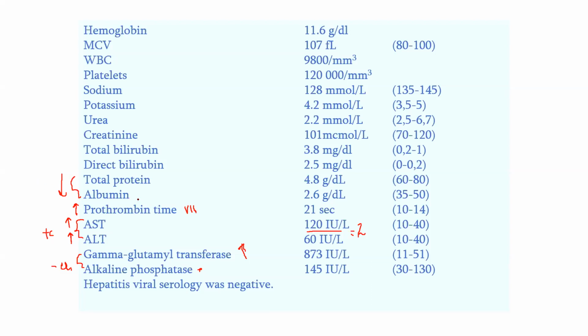Albumins live longer. Their half lifespan is approximately 20-25 days. And so if we have acute liver failure, we pay attention to prothrombin time. It is a much more sensitive test. Albumin level will suffer later if it is chronic failure, like in our patient.